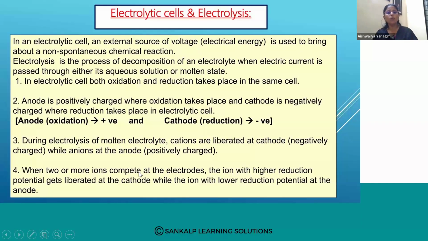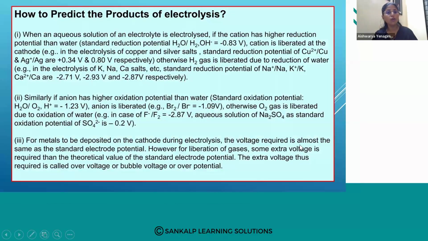Okay. So when two or more ions compete at electrodes, the ion with higher reduction potential gets liberated at cathode, while the ion with lower reduction potential gets liberated at anode. Yes. So you understood the concept of electrolysis. Now, before we go to how to predict the products of electrolysis, the question is how to quantify this electrolysis, meaning how to make it measurable. How much amount of metal is getting deposited on the cathode? How do you measure it? How do you quantify the electrolysis?